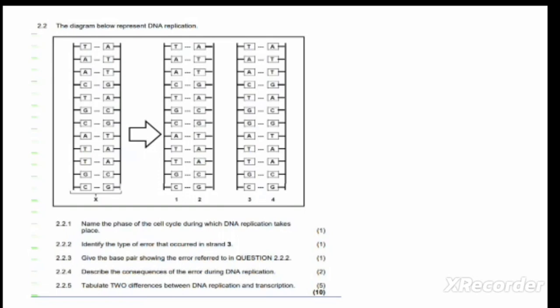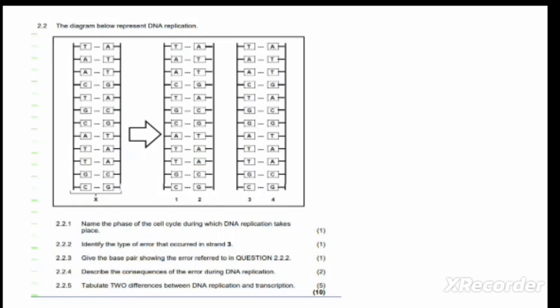The next question says describe the consequences of the error during DNA replication. You're going to write that an incorrect nitrogenous base sequence results in a different DNA strand, and then this will result in a wrong genetic code for daughter cells formed, and then different proteins could be formed. So now let's look at the next question.